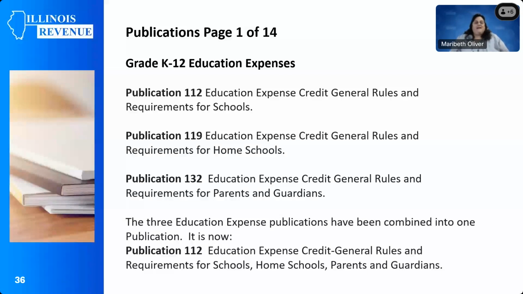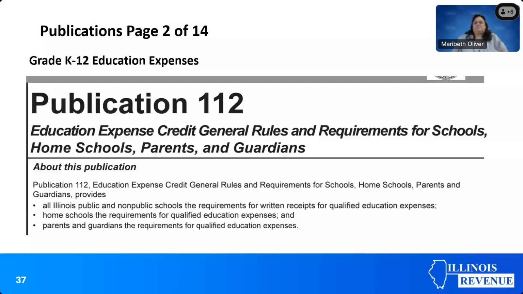And this is what the new top of it looks like: education expense general rules, requirements for schools, homeschools, parents, and guardians. Covered it all in one. So just if you go looking for the 3 publications, there's only one going forward. If you've got 3 publications, you may want to get rid of them out of your records and then just keep Pub 112.